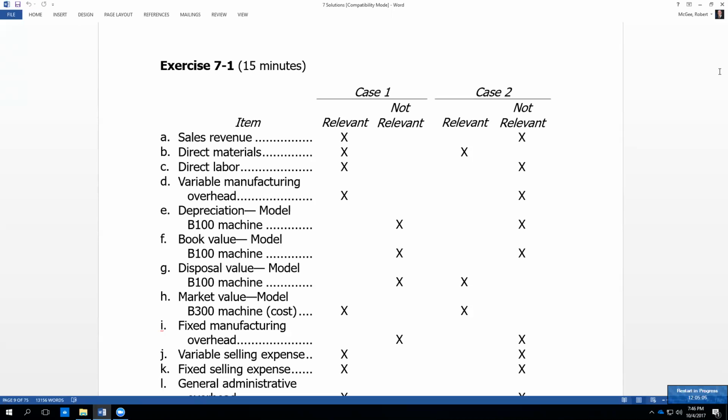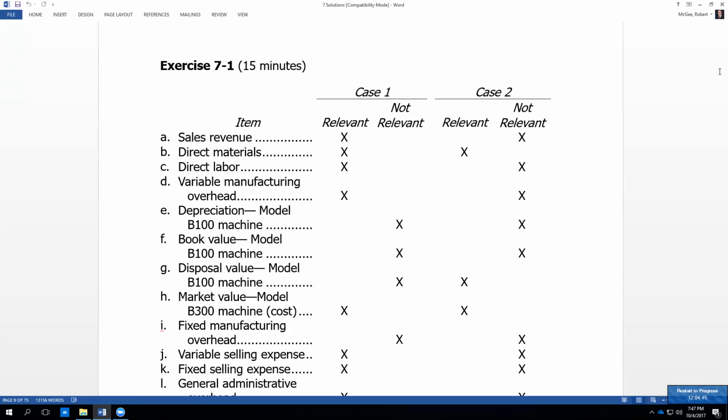And part G, disposal value of the B100 machine. They're not going to dispose of it, so that's irrelevant, right? They're either going to buy another machine in addition to this one or not. And so disposal value on the old machine is irrelevant because they're not going to dispose of it.